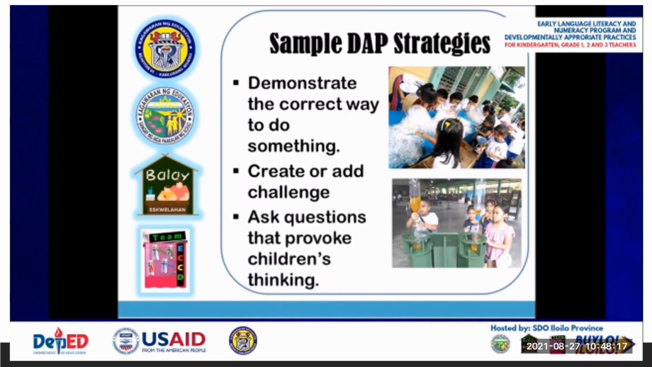Another strategy is to ask questions that provoke children's thinking. For example, if you couldn't talk to your seatmate, how else could you let him know what to do? Or, what would happen if? How else could we solve this? Why do you think so? How do you know? What will happen next? How did this happen?